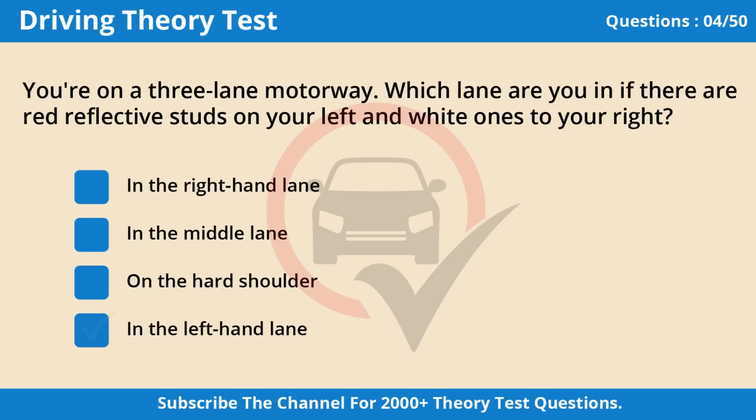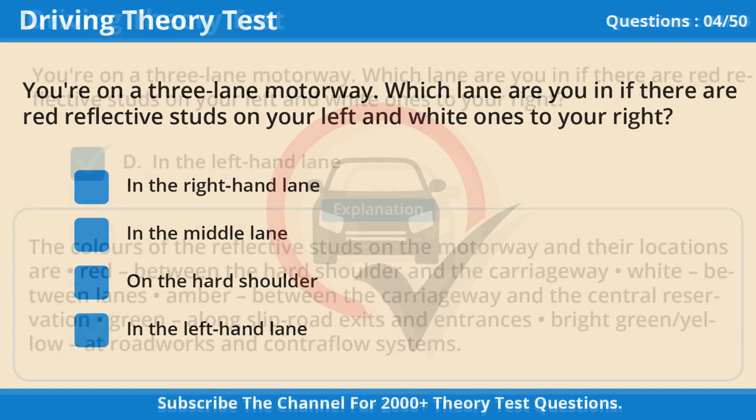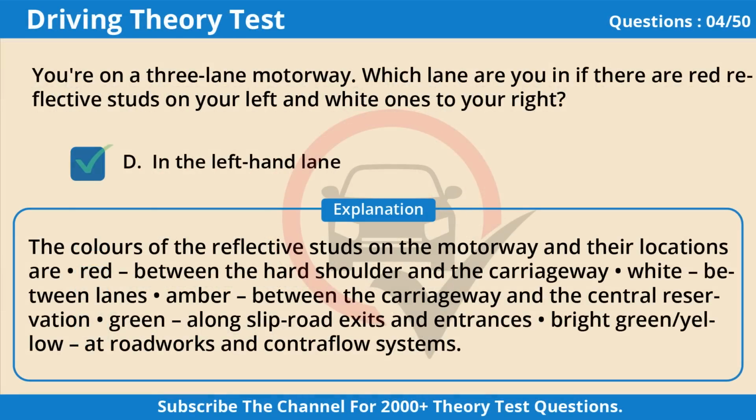D. In the left-hand lane. The colors of the reflective studs on the motorway and their locations are: red, between the hard shoulder and the carriageway; white, between lanes; amber, between the carriageway and the central reservation; green, along slip road exits and entrances; bright green/yellow, at roadworks and contraflow systems.